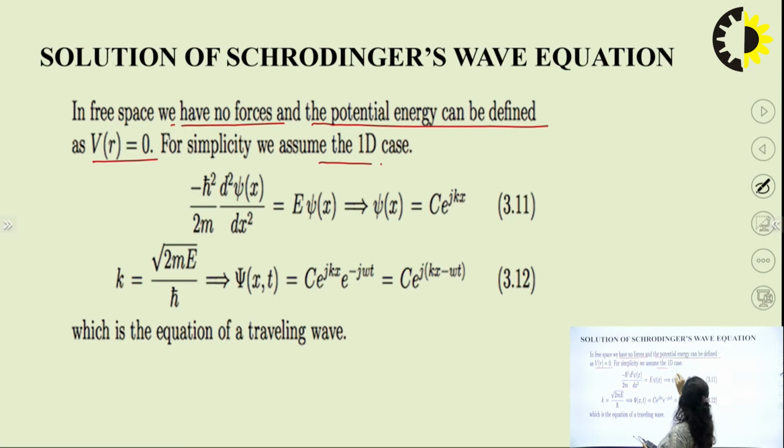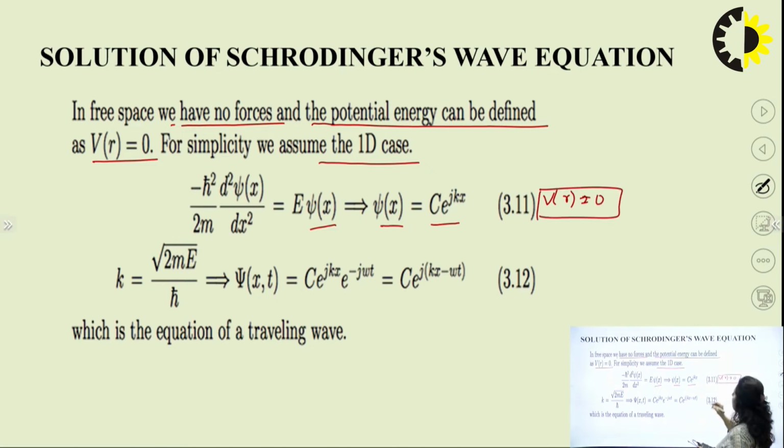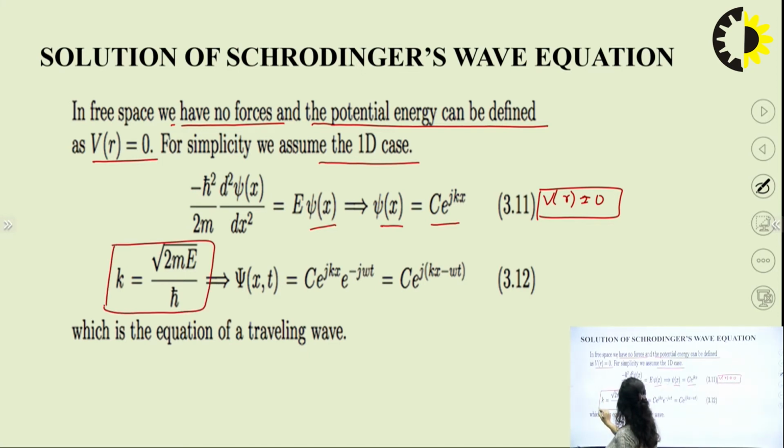For simplicity, we assume the one-dimensional case, that is the time-independent, position-dependent case. So this is minus h cross squared upon 2m, d squared psi(x) upon dx squared, which is equivalent to E psi(x), or we can write psi(x) is equivalent to C e to the power jkx. This is the equation for the position-dependent case, because we are considering that V(x), the potential, is 0. When potential is 0, there will be only the position-dependent case, and from here we can easily calculate the value of k, which is under root 2mE upon h cross.